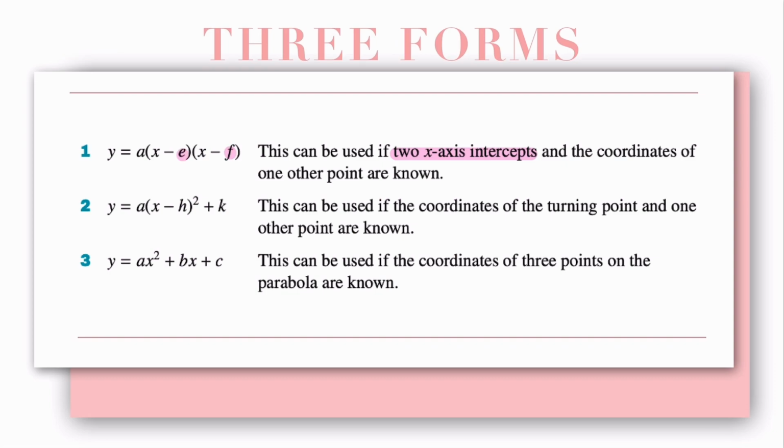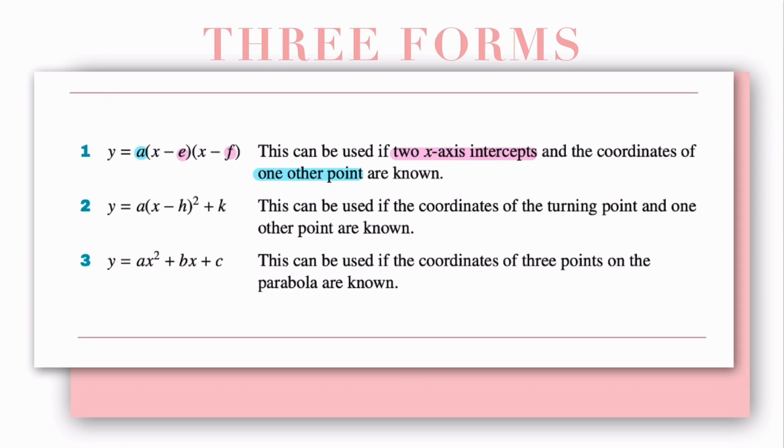Of course, you should never ever forget that a, which is the dilation factor. So just because you know the two x-intercepts doesn't mean that you know the full form of it, because we'll always have that a that we need to deal with. In order to find that a, we just need another point. So that's why we talk about one other point needing to be known, so that we can substitute that into the equation and rearrange to find a.